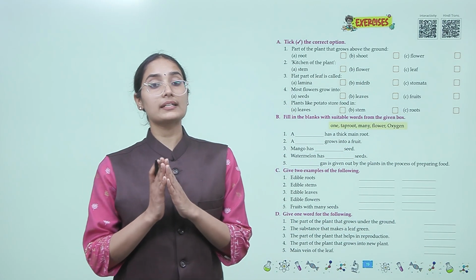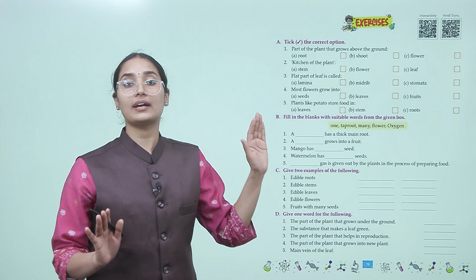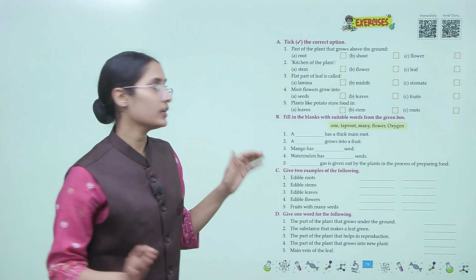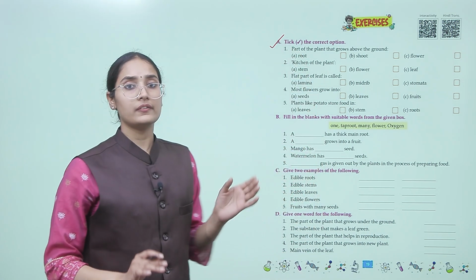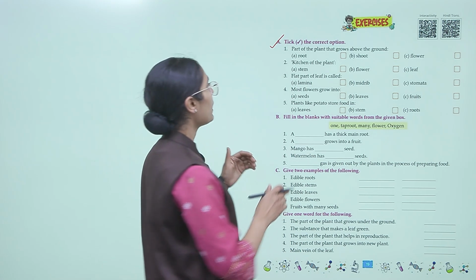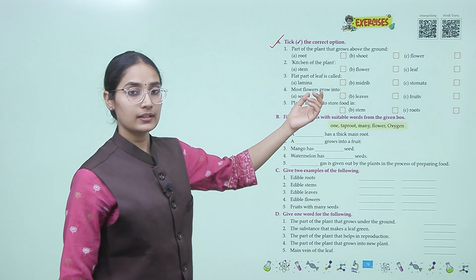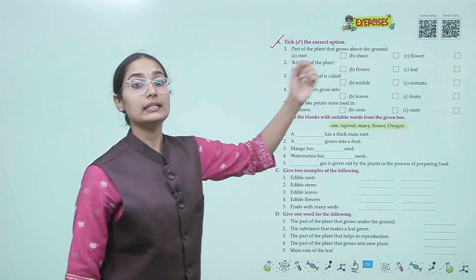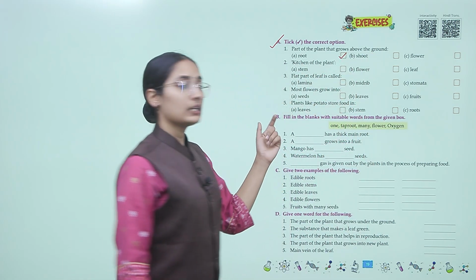Now let's get to the exercise of this chapter. Based on our understanding, we'll try to answer these questions, okay? We'll solve one part of each question, and the rest you will do on your own. So take the correct option. Part of a plant that grows above the ground. What's that? Root, shoot or flower? It's the shoot, okay.